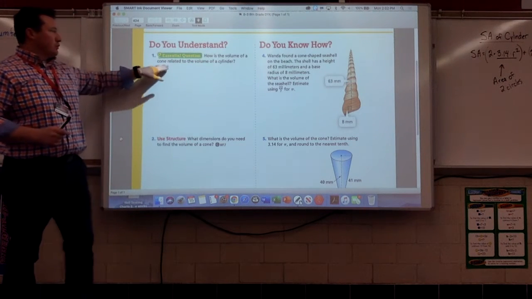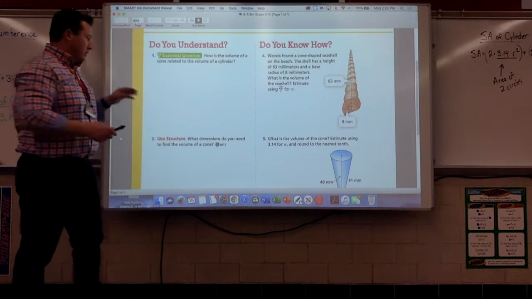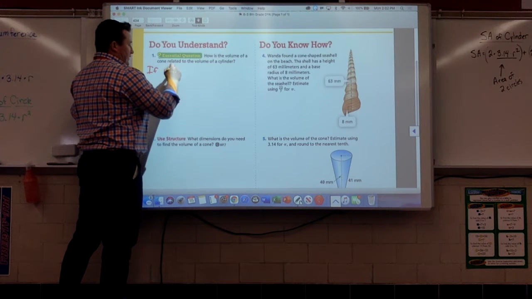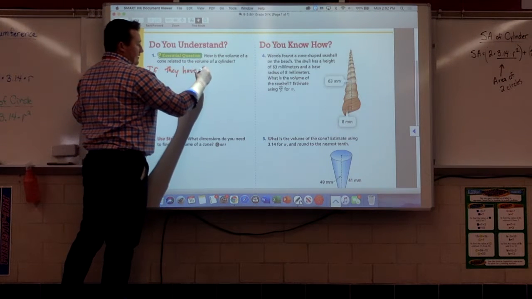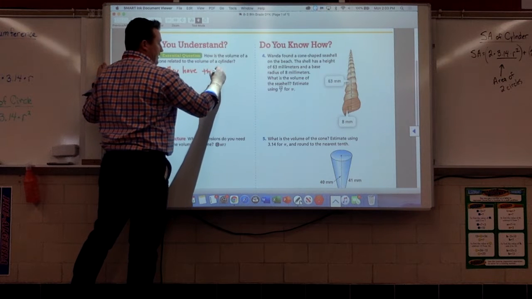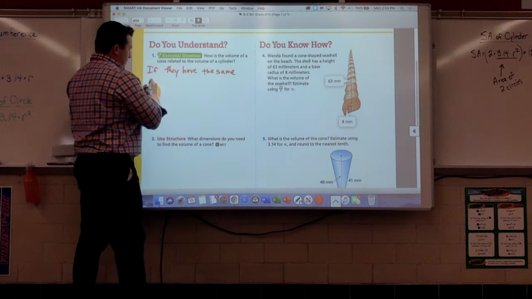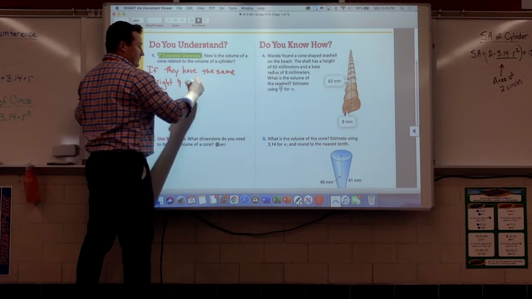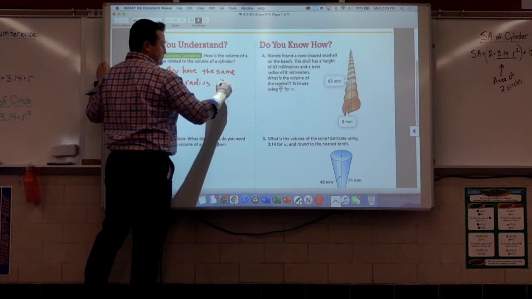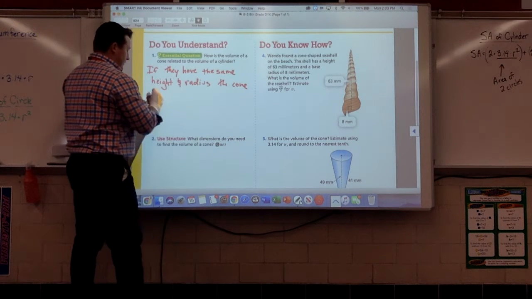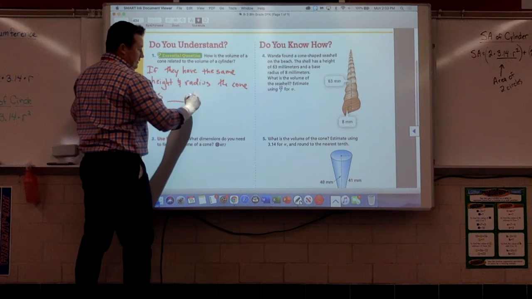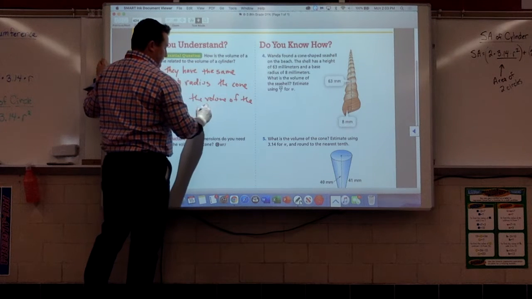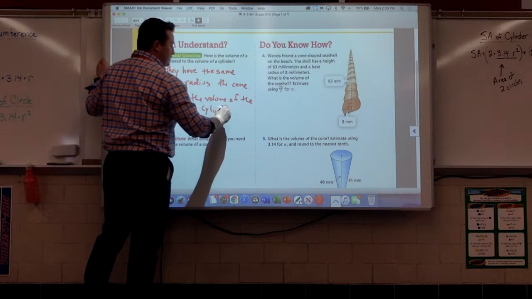How is the volume of a cone related to that of a cylinder? Let's just say if they have the same height and radius, the cone is blank the volume of the cylinder. Lots of writing there, folks. What goes in the blank?